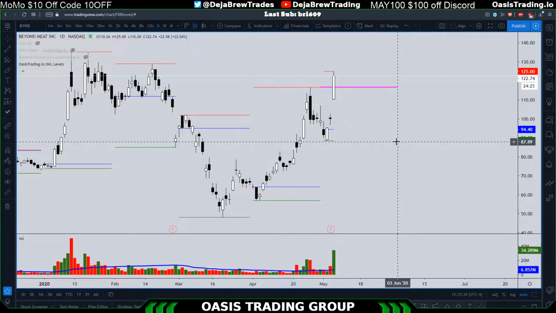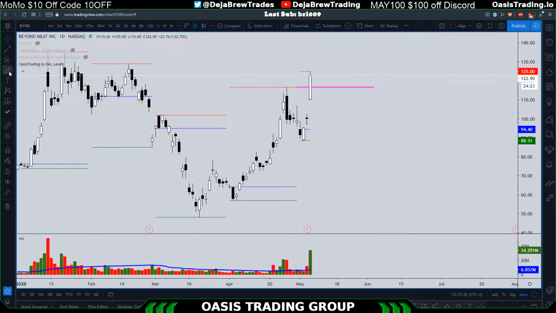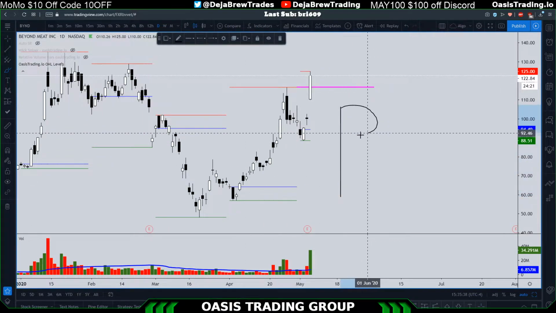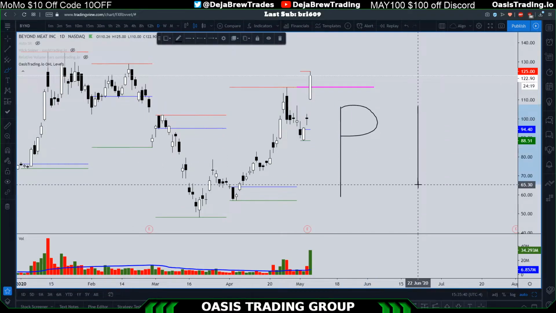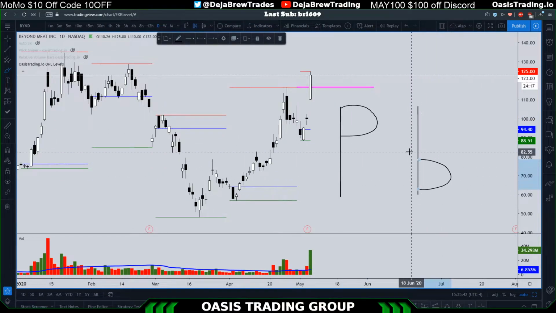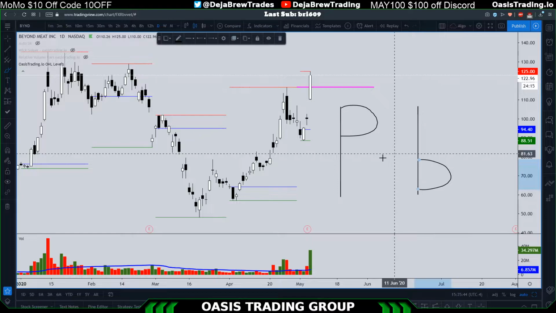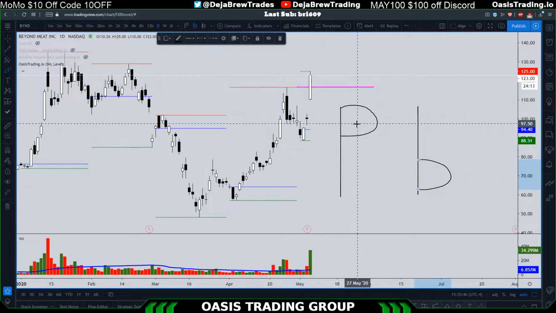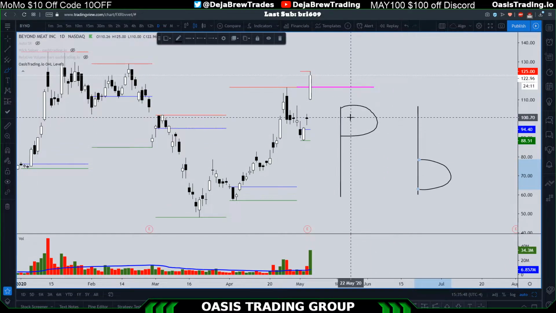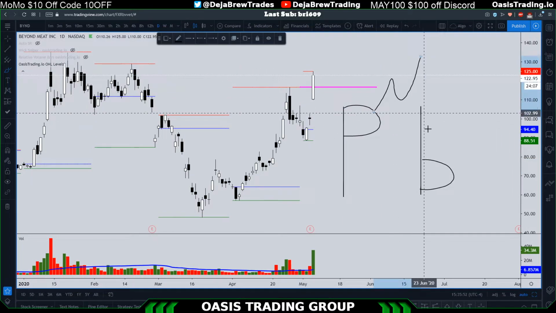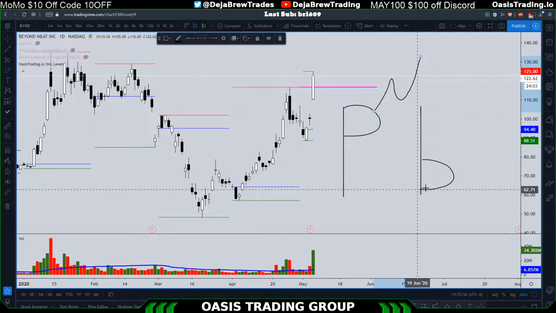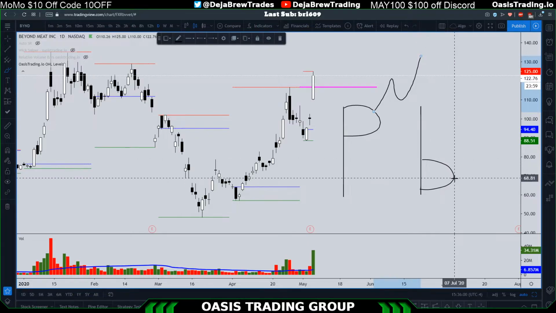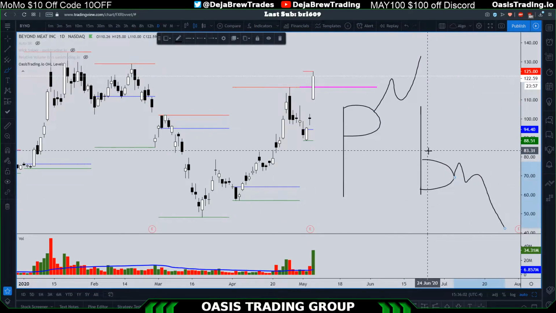Moneybag says, what does a P shape usually mean? It's like a bull flag setup. A P shape is typically seen in a bull flag, and a lowercase b is typically seen in a bear flag. That's why during a P shape, you typically want to buy the lows. You want to be very careful selling the highs because this can easily break out to the upside. And with a lowercase b, you want to be careful buying the lows, but you're okay to sell the highs because you could easily break downward.